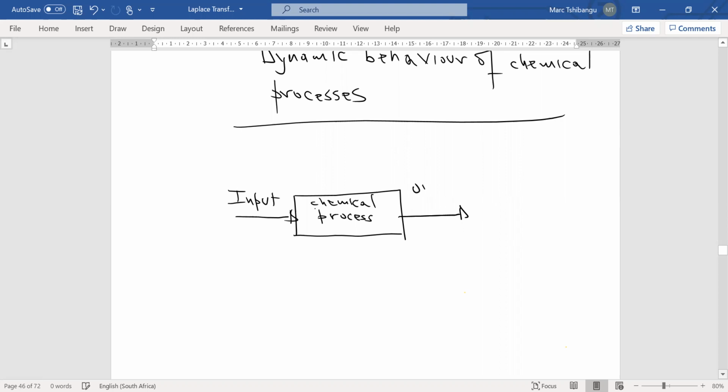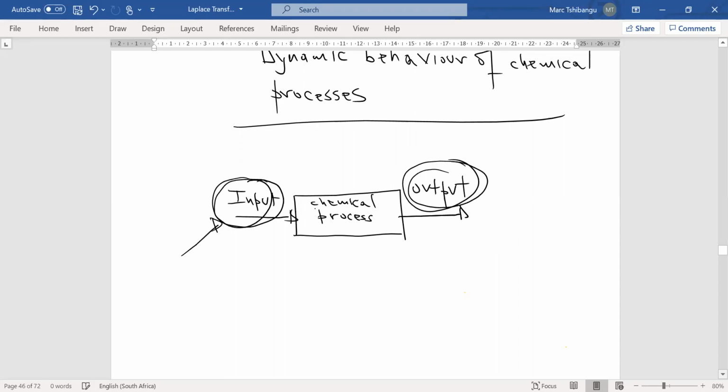So we have outputs. If a change is induced or introduced in the input variable, then a change in the output is likely to be observed. This explains the dynamic behavior of a process. If you've got your inputs, chemical process and outputs, and you induce a change in the input variable, there's a high likelihood that there will be a change in the output.